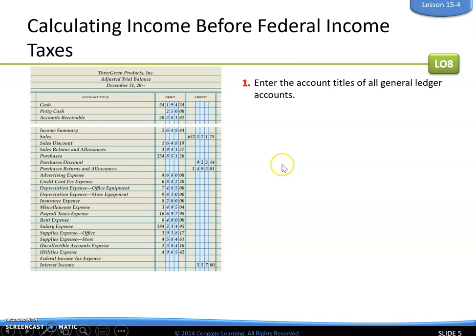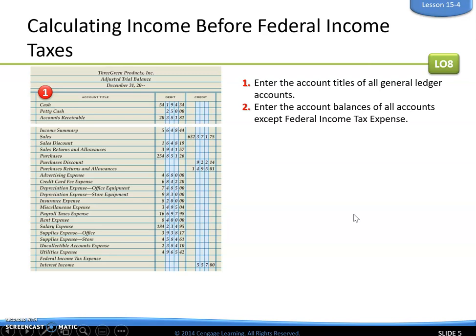So to create our adjusted trial balance, we always start with our heading, and our heading up here is always going to answer 3 questions: who, what, and when. And then we're going to enter in the account titles of all of our general ledger accounts. So that's what they're showing for number 1 here. And then we're going to enter in all of our account balances, except for, this is really important, except for federal income tax expense. So that is down almost at the bottom here. We are not going to put a total in for that one because there's still some calculations that we need to do to figure out our final federal income tax expense.